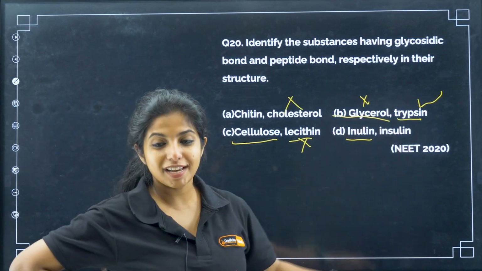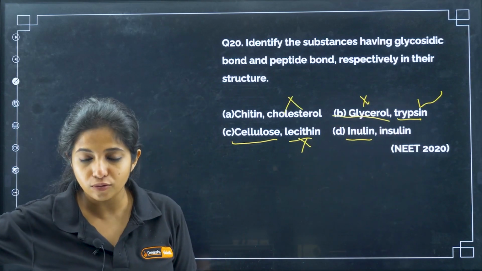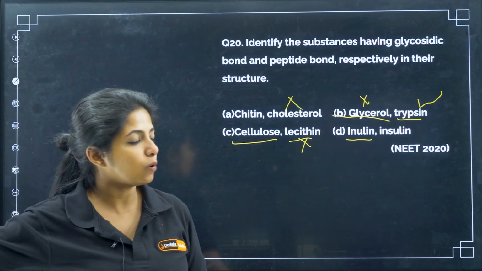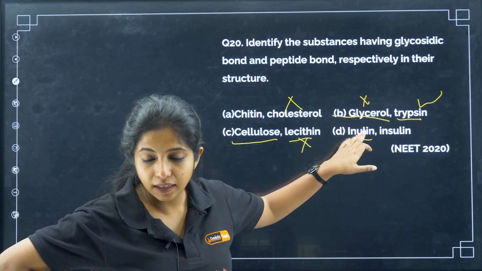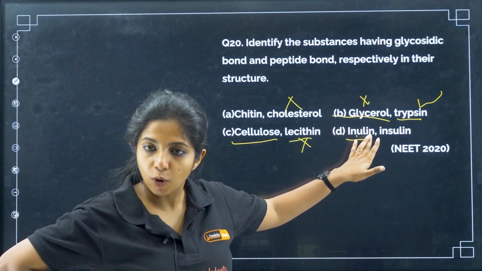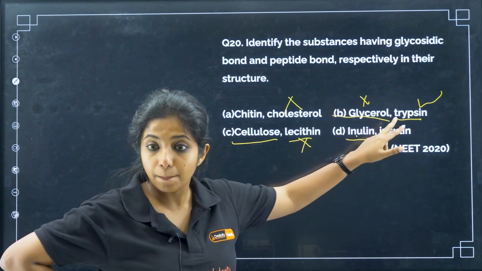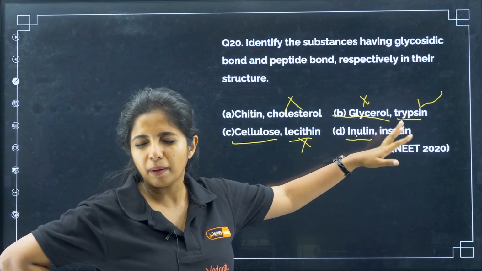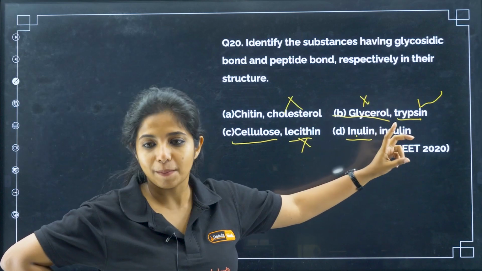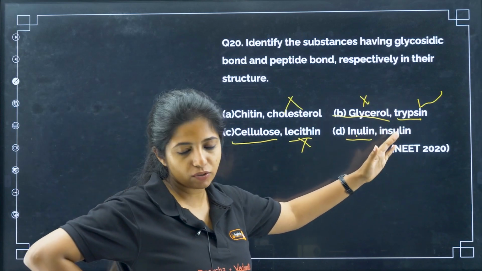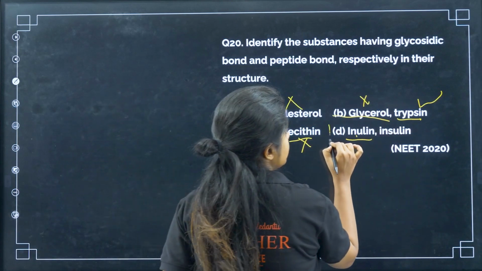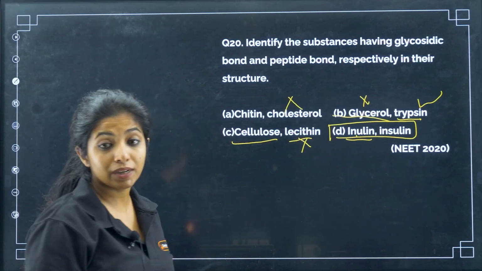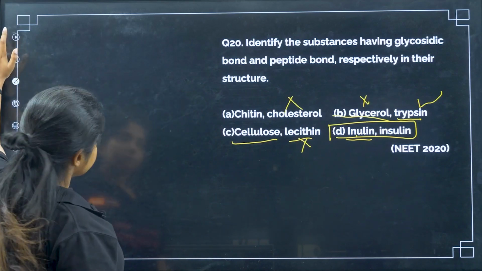Now insulin, it is a peptide hormone. So this is a polysaccharide, that is a carbohydrate. Carbohydrate will be having glycosidic bond between them, and this is what? A peptide, a protein. Actually a peptide hormone. So it will be having peptide bond between them. It is made up of amino acids, which is why it will be having peptide bond between them. So this is your answer. This came in NEET 2020, very recent.